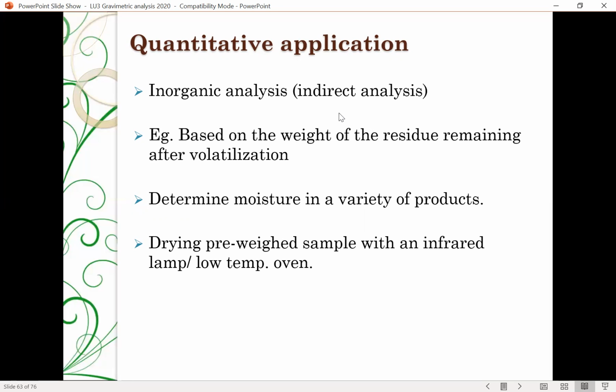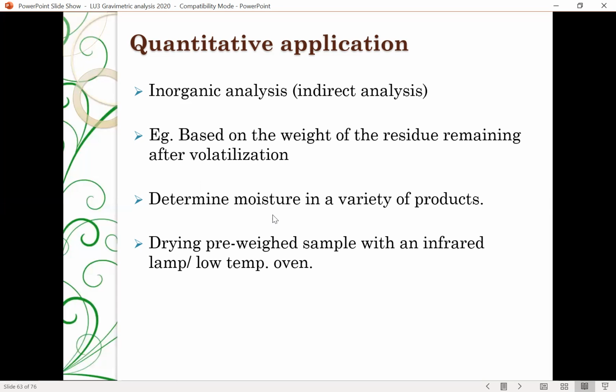So this is another example of quantitative application of volatilization gravimetry. Let's say we have indirect analysis of inorganic analysis. It's based on the weight of the residue remaining after volatilization. So in this case, we do not measure the mass of our volatiles. We do not take the volatiles and measure their mass, but instead we take the mass of the residue and then do some calculation to determine the mass of our volatiles.